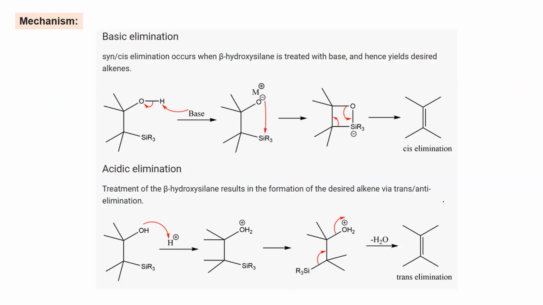So this reaction can be catalyzed by acid as well as by base, but by changing the catalyst we can get different stereochemistry of the product. How is it possible? Let's see. In case of a base-catalyzed reaction, the reaction goes through a cyclic transition state. Base deprotonates this proton, generating this O minus, which undergoes cyclization. In this cyclic state, OH and silicon should be syn to each other. So it will always undergo a syn elimination and give this as our desired product.